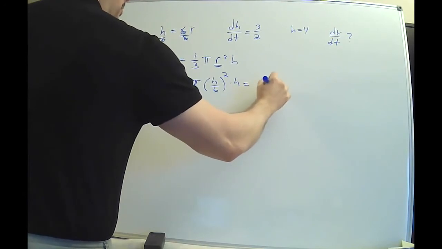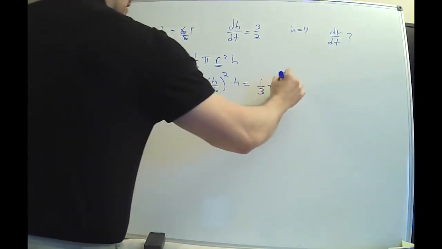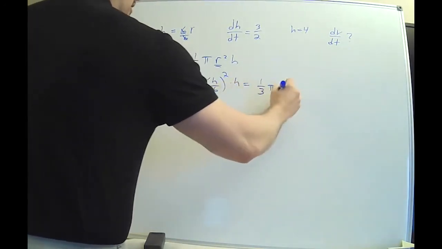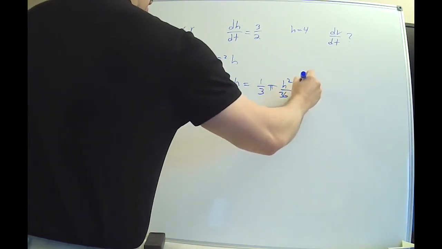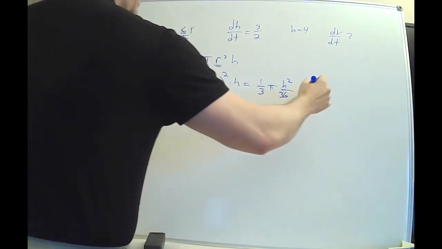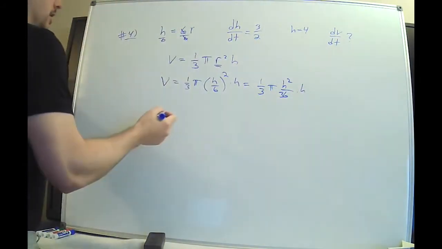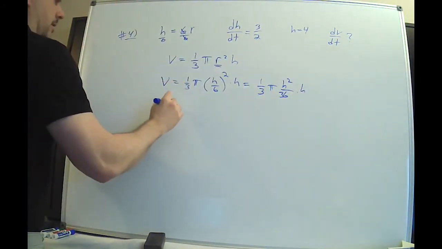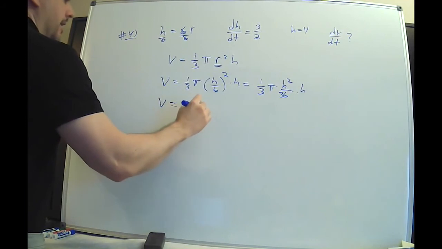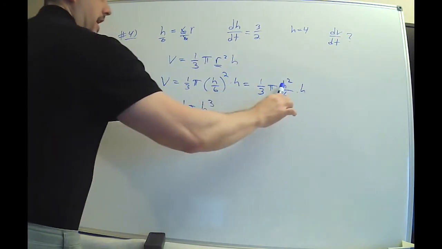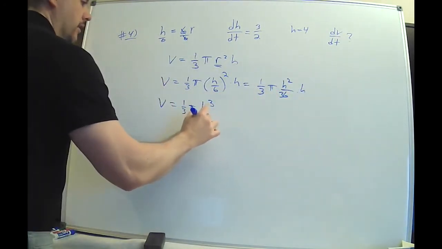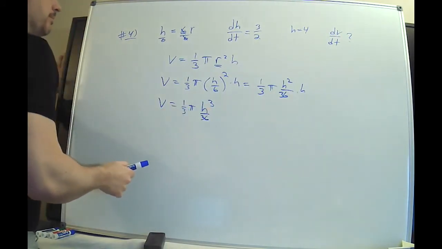You get 1/3 pi. h times h is h squared on the top. 6 times 6 is 36 on the bottom. Times h. Now, I'm not going to multiply it. I'm just going to leave it like that. I'm going to put 1/3 pi h to the third, right? h squared times h. I know what it is, but I don't want to multiply it.